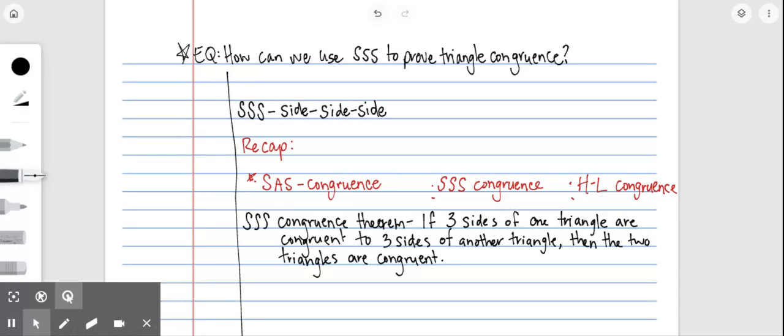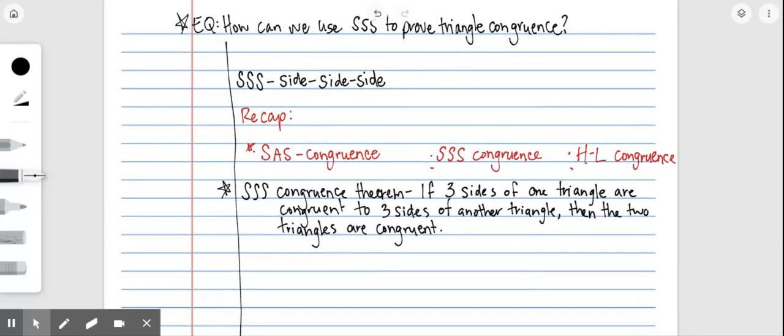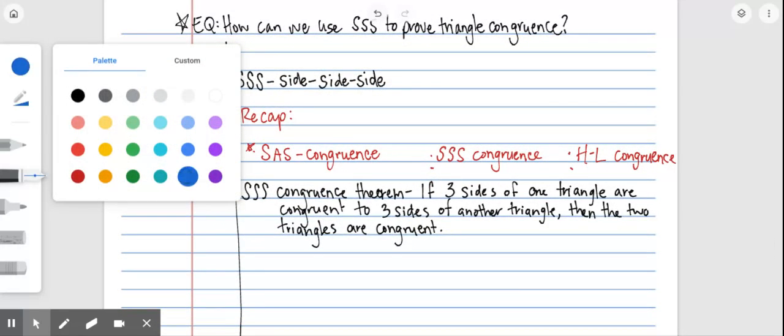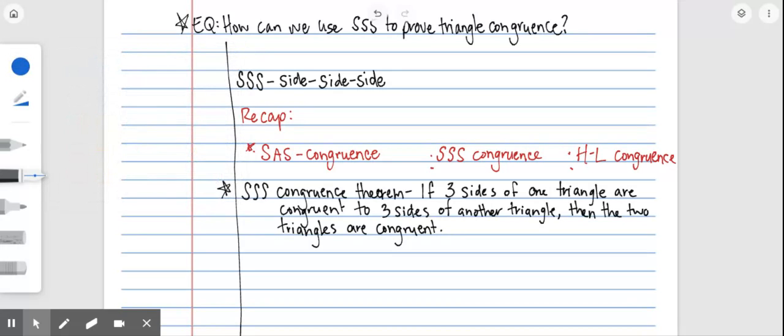The side-side-side congruence theorem says that if three sides of one triangle are congruent to three sides of another triangle, then the two triangles are congruent, just in general. Again, like I said yesterday, if you need to restate or rephrase it so that you're writing less, these are your notes. It is really 100% about you. I'm going to abbreviate it when I write it in my notebook. So you do you.